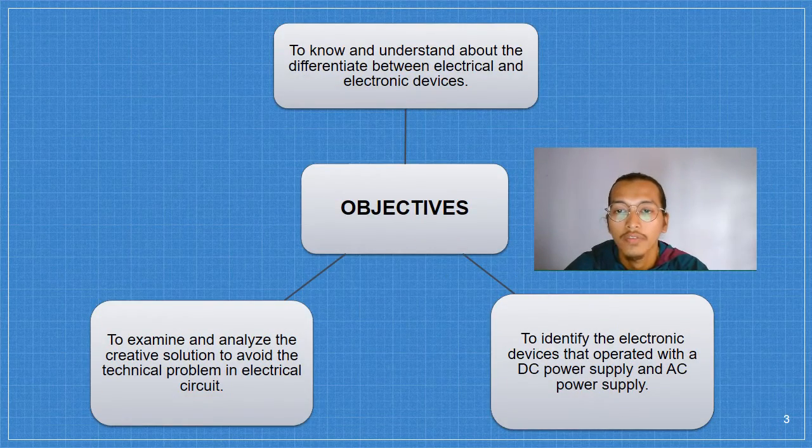So we have three objectives in this report. First is to know and understand the difference between electrical and electronic devices. The second one is to identify the electronic devices that operate with a DC power supply and an AC power supply. And the last one is to examine and analyze creative solutions to avoid technical problems in electrical circuits.